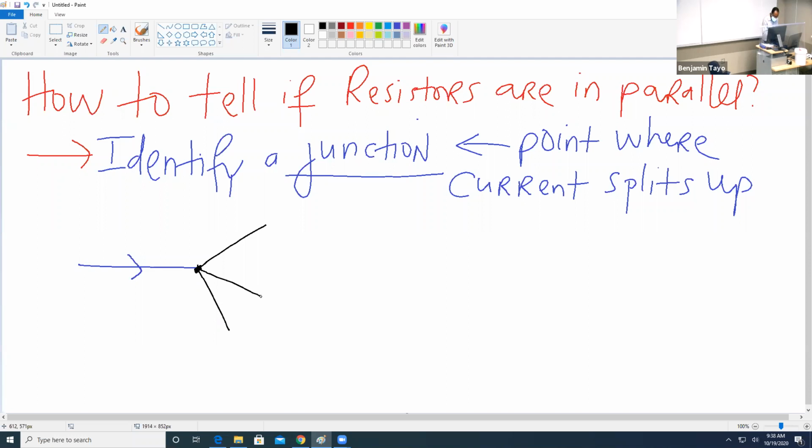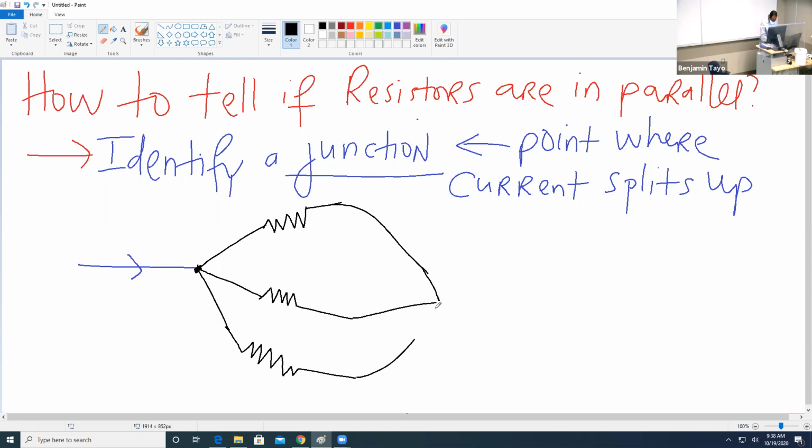So let's put a resistor here. Then let's put a resistor here. Let's put a resistor here. And then at the end, everything is going to collect back at this point. So this point is a junction right there. That's a junction.